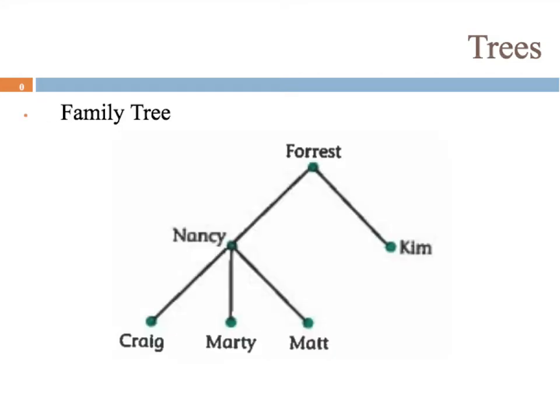Alright, here's a simple example of a tree, just a family tree. Forrest, whose children are Nancy and Kim, and Nancy with children Craig, Barty, and Matt.